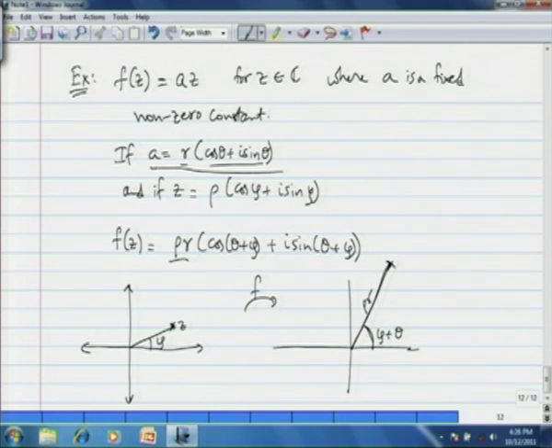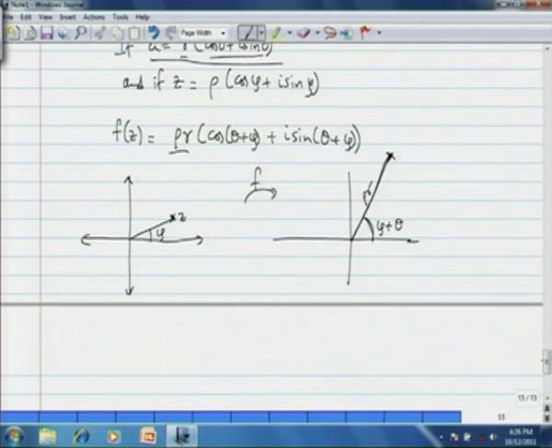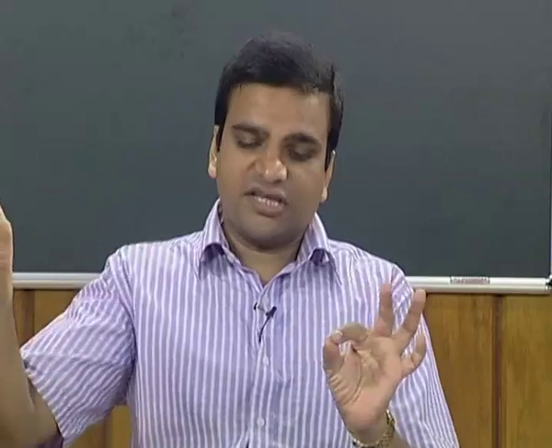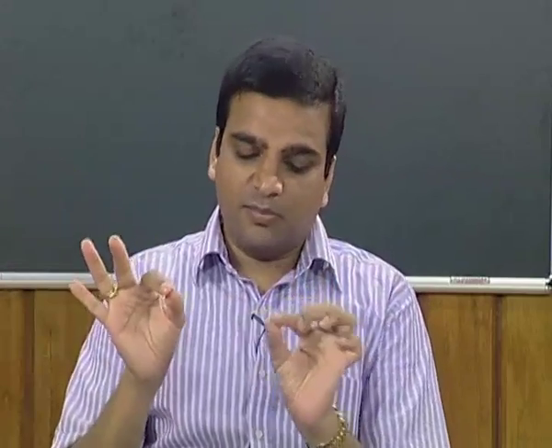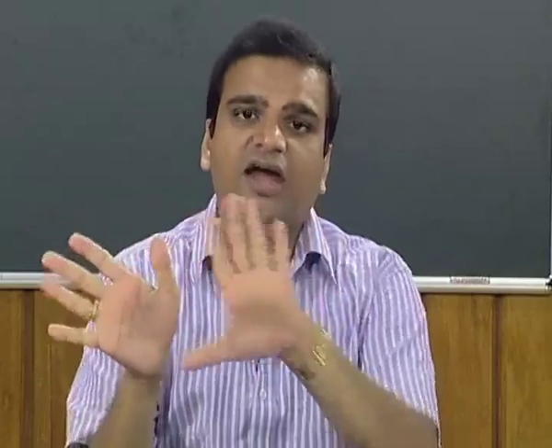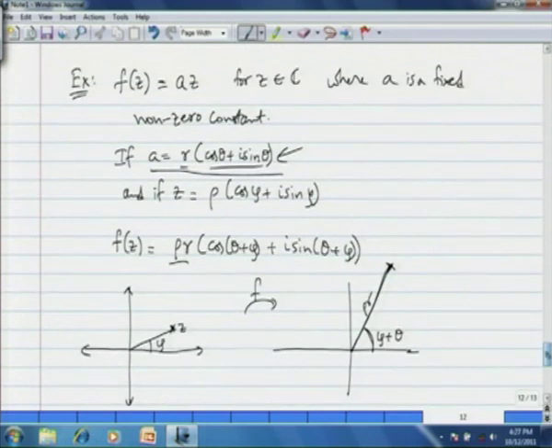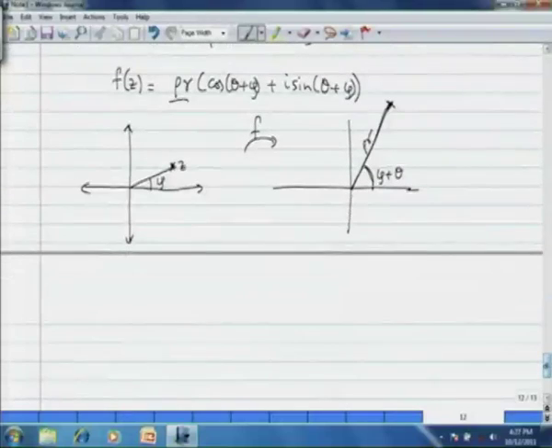The way to visualize f is that it elongates a given vector z or contracts it appropriately depending on whether r is greater than 1 or less than 1, and rotates the whole of the complex plane. So, it rotates the complex plane by an angle theta, where theta is this fixed angle coming from a. So, that is the visualization of this function a z.